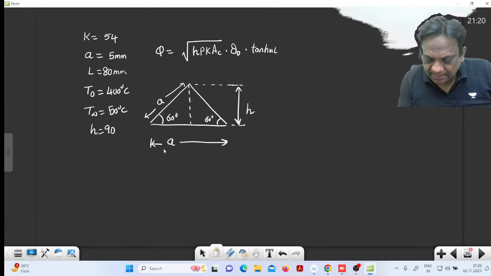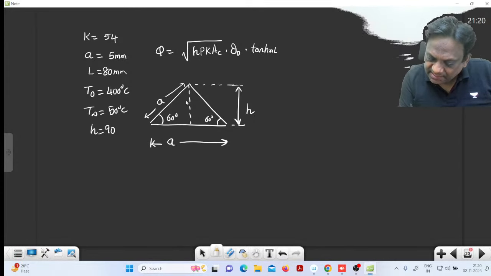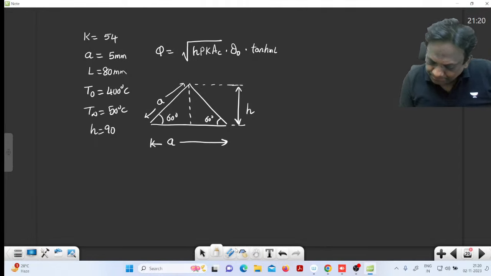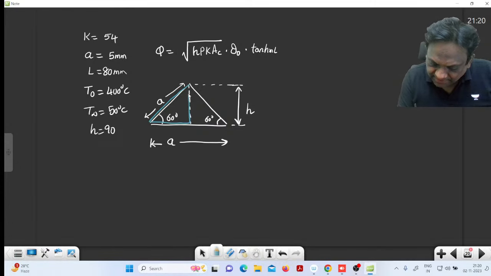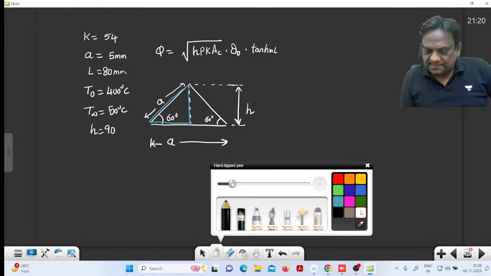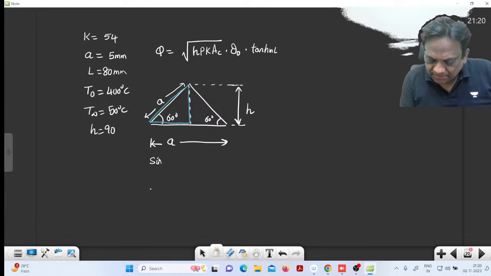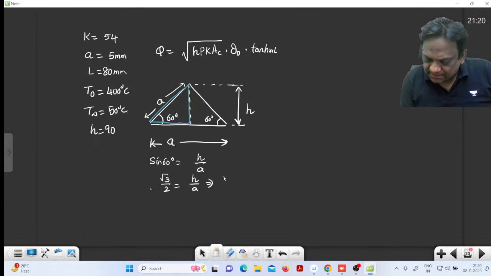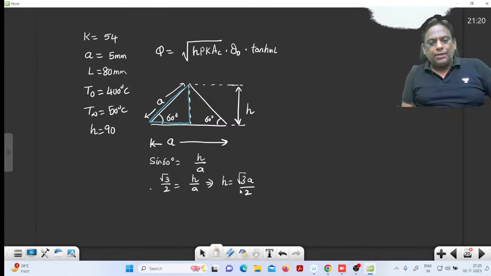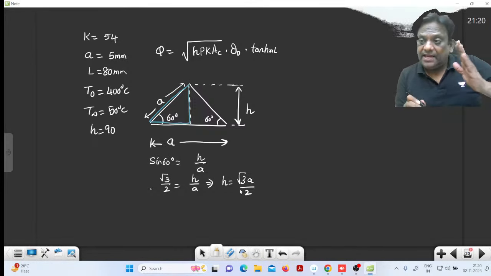You take this triangle, so can I write sin 60 is equal to h by a. Sin 60 is root 3 by 2 and that is equal to h by a. So I will get the value of h as root 3 a by 2. Excellent. Can you give me the cross section, that is the area of the triangle?